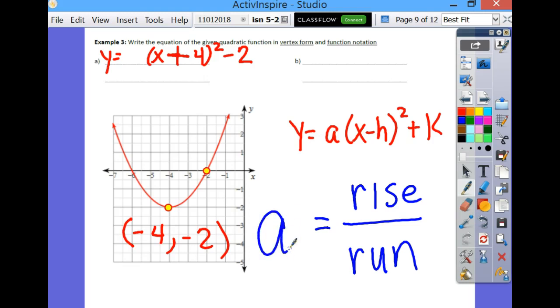The A is not equal to rise over run. That's for a line. For a quadratic, the A is equal to rise over run squared. Do we all know how to find rise over run? For a quadratic, the A is equal to rise over run squared. Be sure to write this in your notes and write it big because this is the most important part of your notes today. So, to find the A, what is the rise?